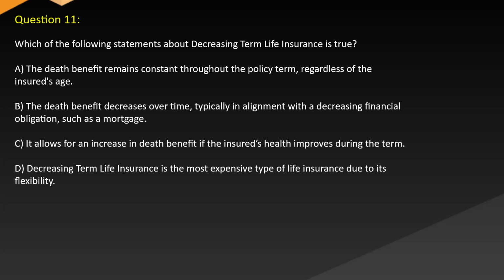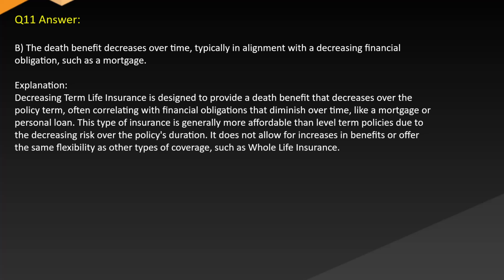Question 11. Which of the following statements about decreasing term life insurance is true? A. The death benefit remains constant throughout the policy term, regardless of the insured's age. B. The death benefit decreases over time, typically in alignment with a decreasing financial obligation, such as a mortgage. C. It allows for an increase in death benefit if the insured's health improves during the term. D. Decreasing term life insurance is the most expensive type of life insurance due to its flexibility. Answer: B. The death benefit decreases over time, typically in alignment with a decreasing financial obligation, such as a mortgage.